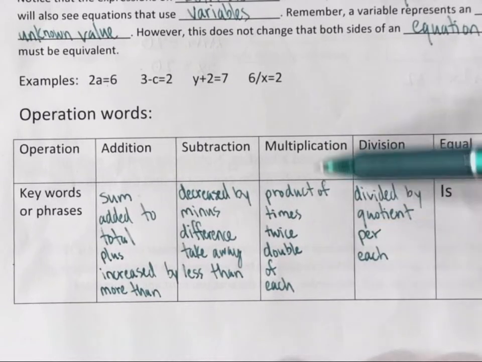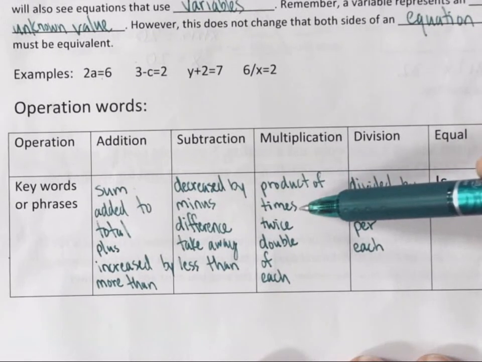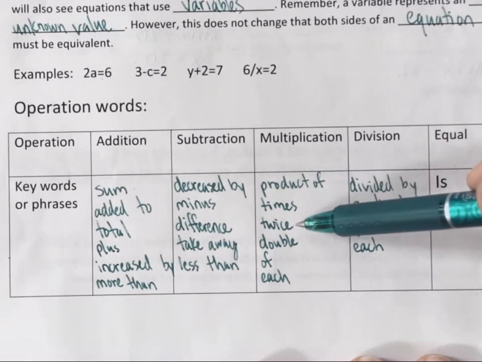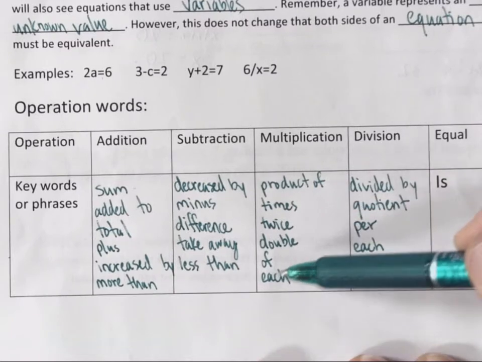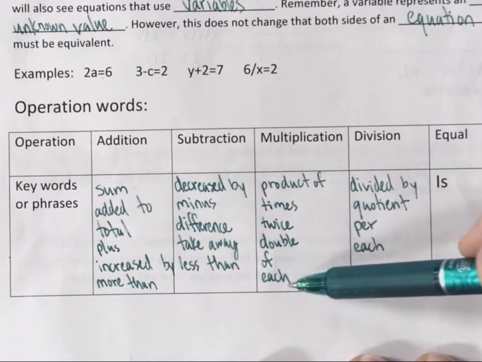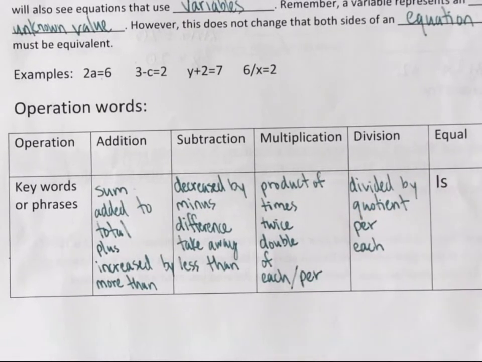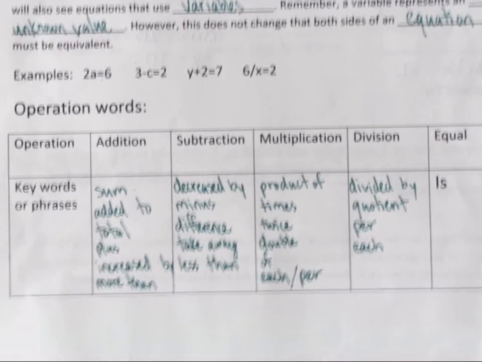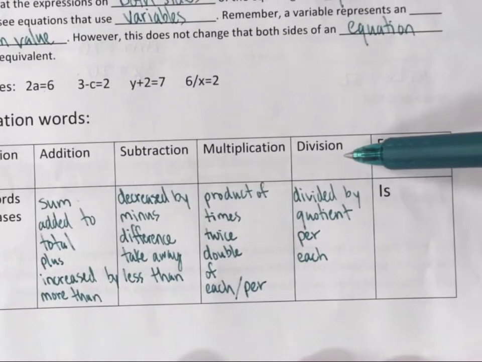Okay, on the multiplication side, we're going to see the product of, times, twice, double. You might see the word of or each. Also, you might see the word per, which might signal or give us a clue that we might want to multiply.